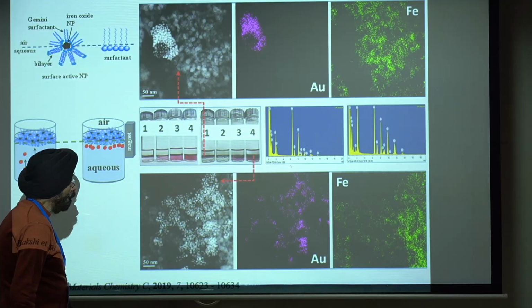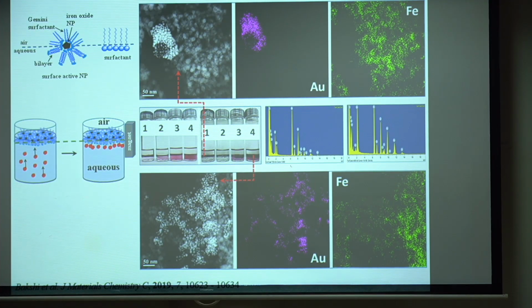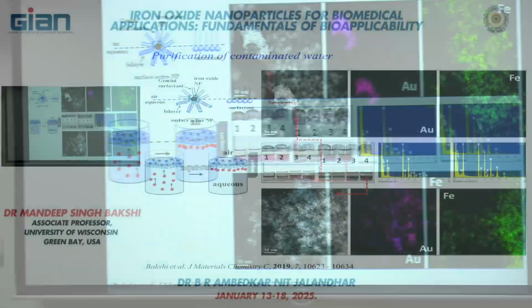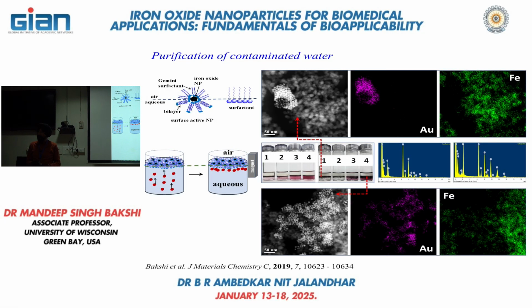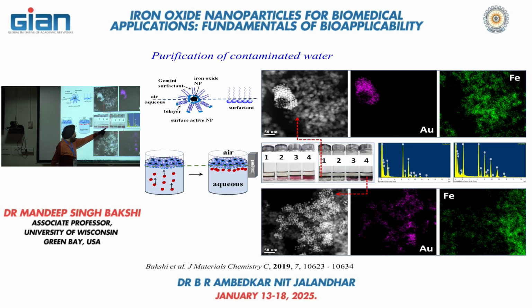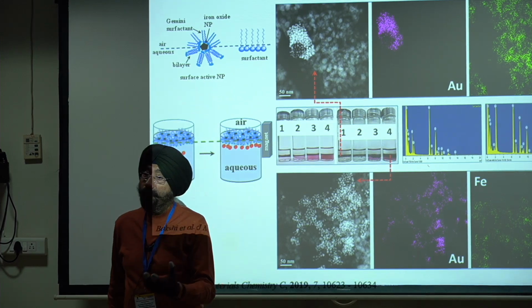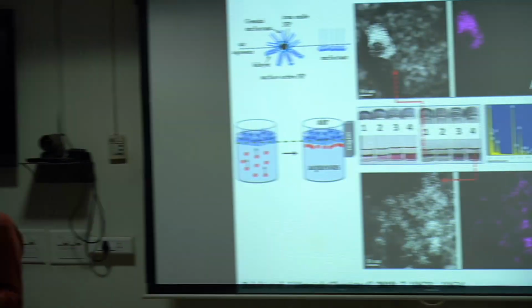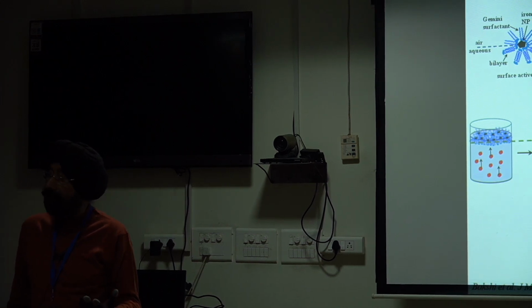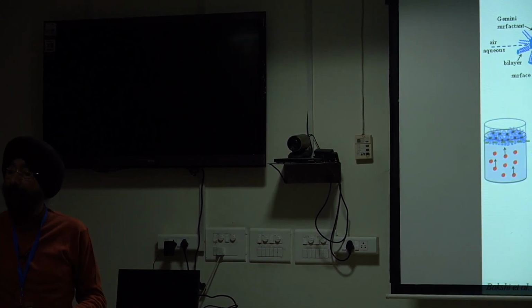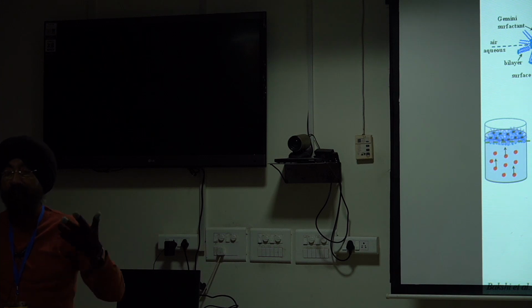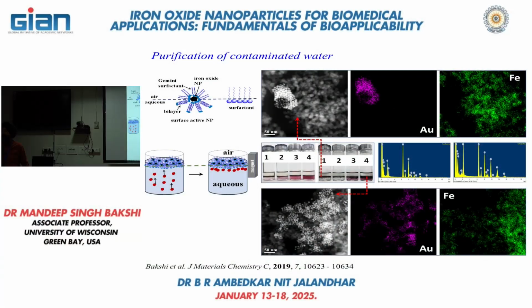What we did actually, to show the application of the surface active iron oxide nanoparticles, we took different concentrations of gold nanoparticles as pollutants. You may assume that in a glass of water there are suspended pollutants of particles. You cannot see them because they are in the nanometer range. So you could see that the water is clear, so it's clean, but in fact it is not.